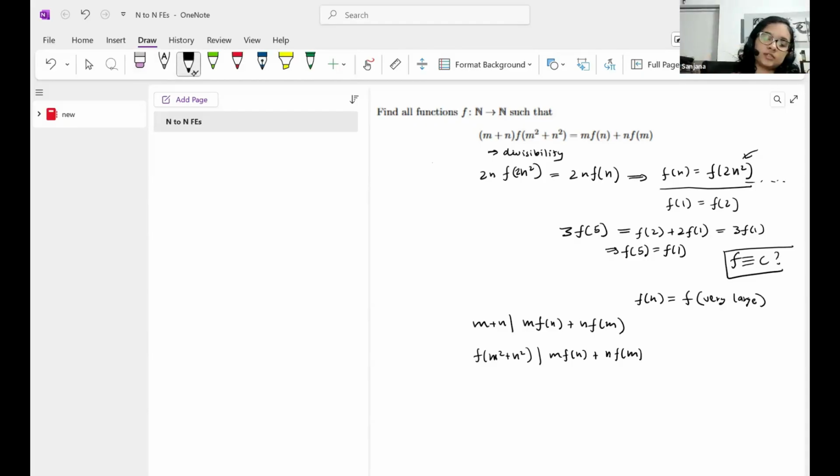Okay, let's try plugging in some values. The first thing we could do, that we did before, is try subtracting. We can write m plus n divides f of m times n, and if we subtract this from the previous thing, then you get m plus n divides n times f of n minus n times f of m.